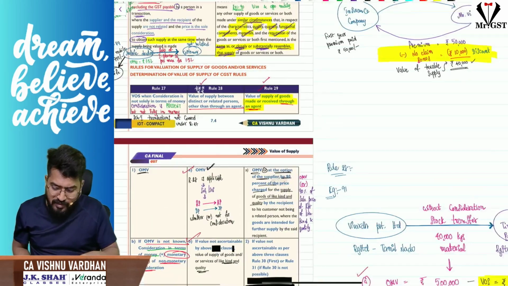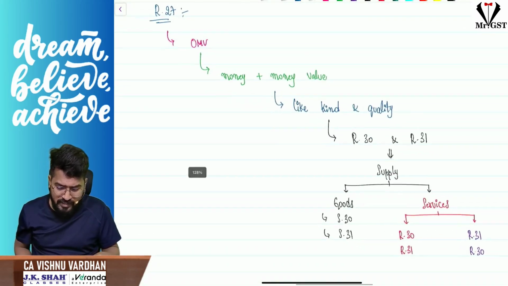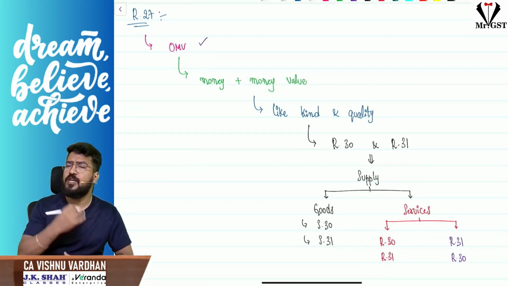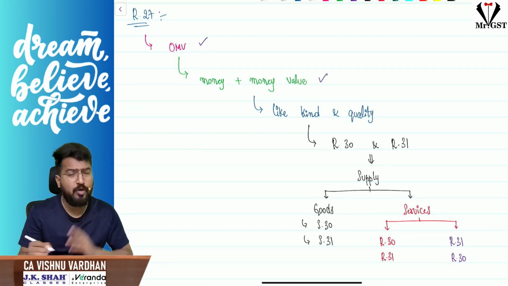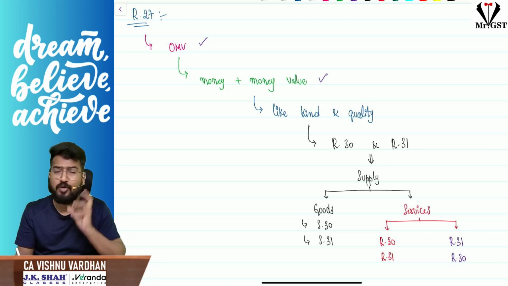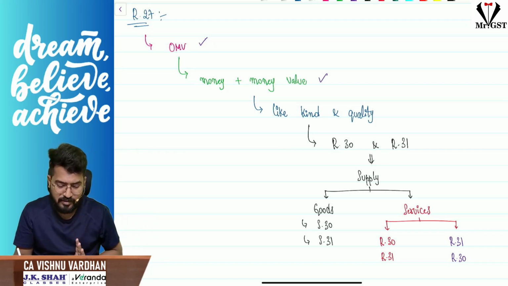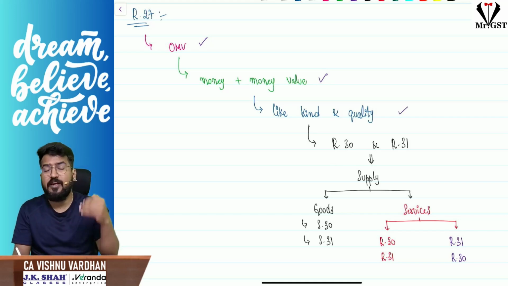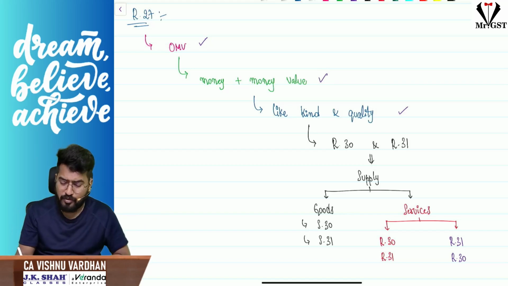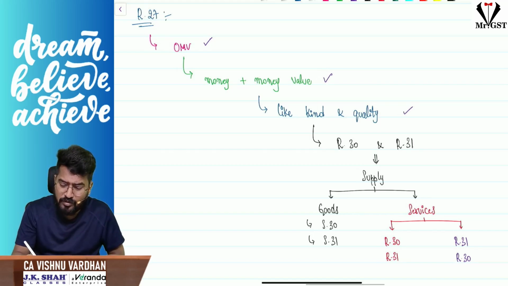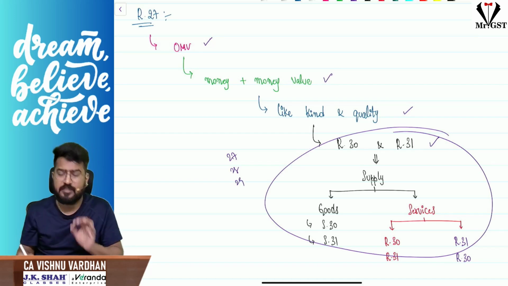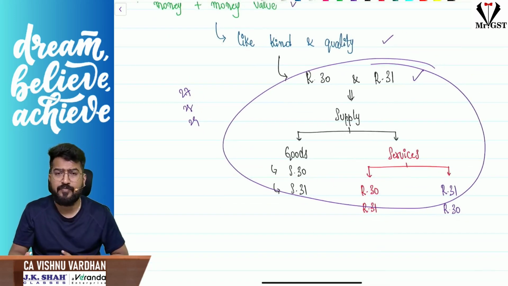Just to summarize rule 27, what it is all about: rule 27 says, first go with open market value. If open market value is not available, take the monetary consideration plus the monetary value of the non-monetary consideration as the value of supply. If that is also not possible, go with the value of goods of like kind and quality that you have purchased or services you have procured. If that is also not possible, then go with rule 30 and then rule 31. This concept is the same for rules 27, 28, 29.